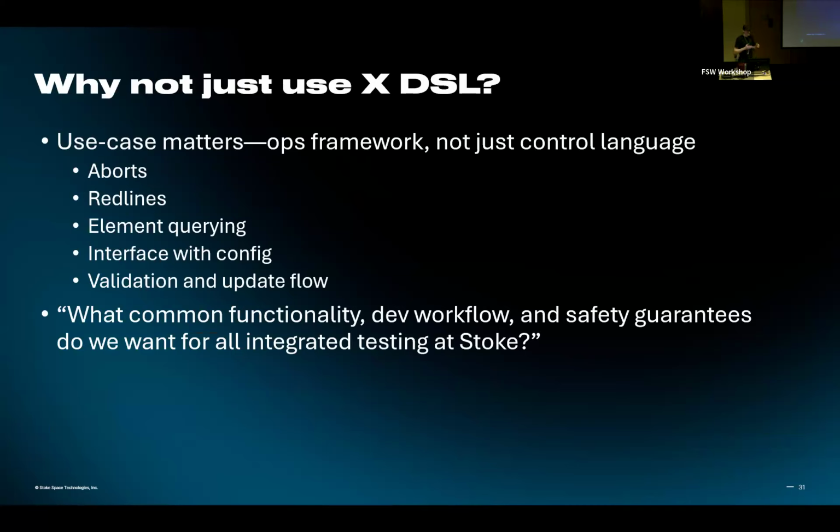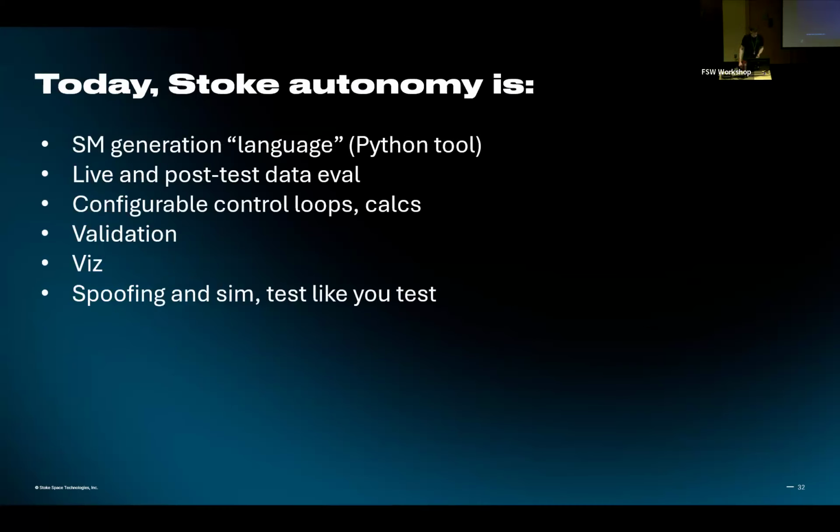So we're really trying to find the common set of functionality that we need for all of the integrated hardware testing at Stoke. And that's why, to us, it makes sense to build our own thing. So today, Stoke Autonomy is this state machine generation language that we just looked at. It's live in post-test data eval, configurable control loops and calculations.